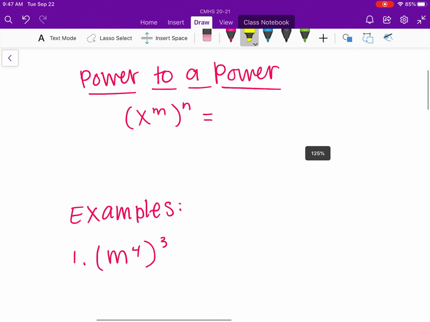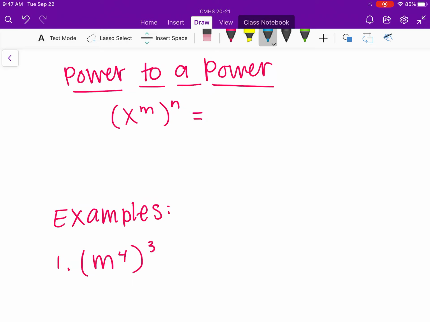Now we have the power to a power rule. What this means is if you have an exponent on the inside and then another one on the outside, that means you're taking a power to a power. So what we're going to do is we're going to multiply these. M times n. So this means power to a power actually means multiply.